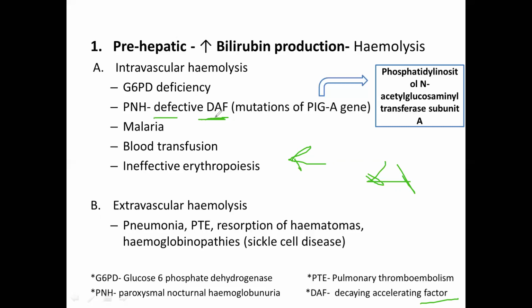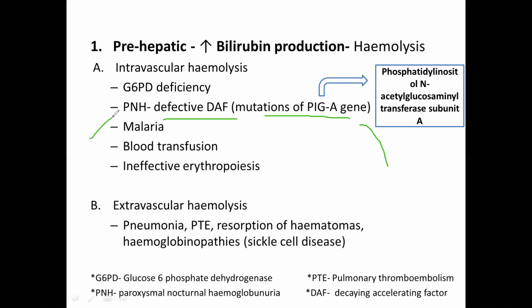If this DAF is defective, what will happen? Our innate immune system will start attacking our RBCs, that is red blood cells, and it will cause more bilirubin production. This defective DAF usually occurs because of a mutation of the PIG-A gene. The long form of the PIG-A gene I have mentioned in the bracket here, so you can read.